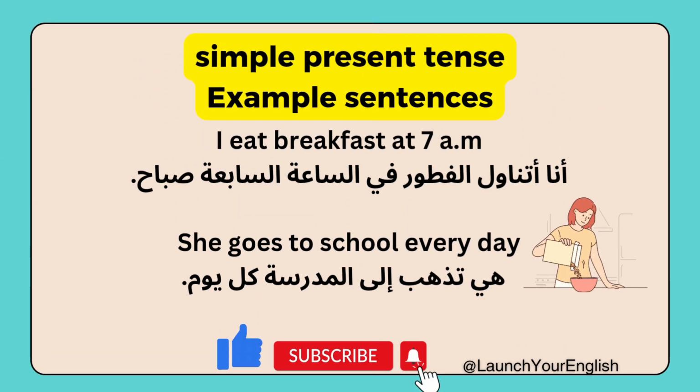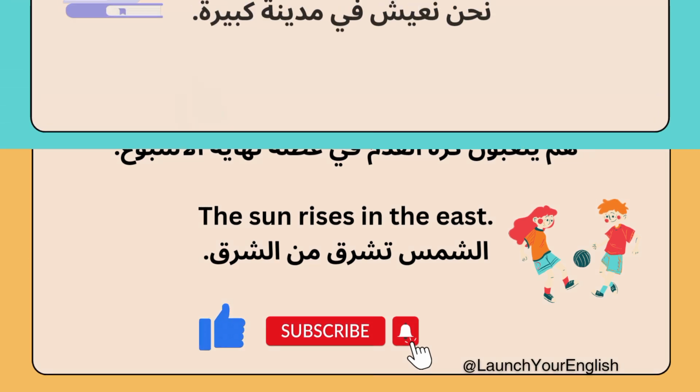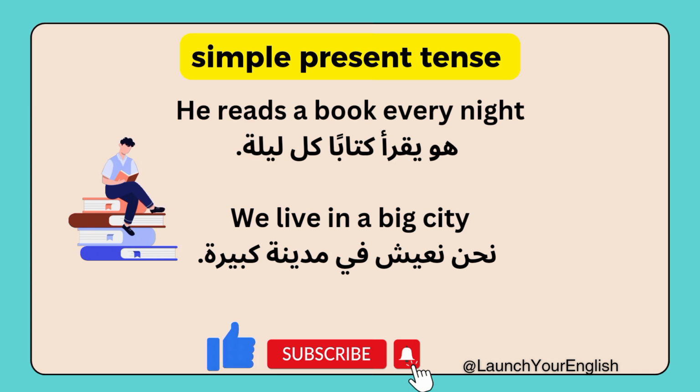Example sentences. I eat breakfast at 7 a.m. She goes to school every day. They play football on weekends. The sun rises in the east. He reads a book every night. We live in a big city.